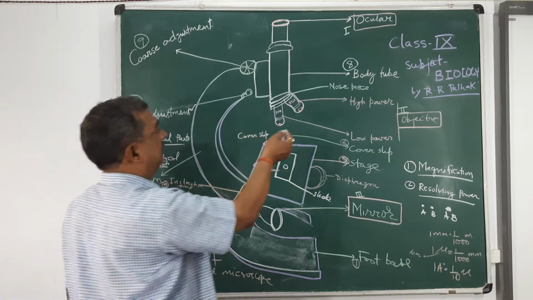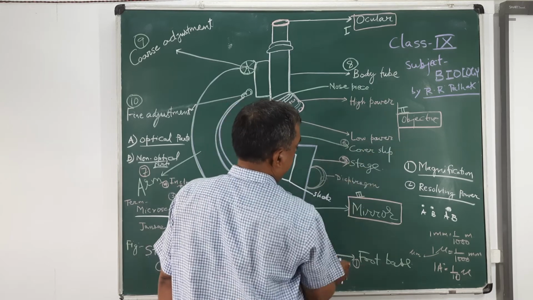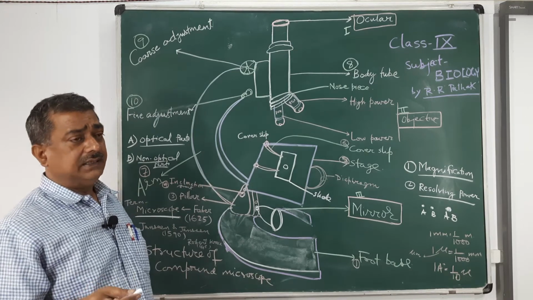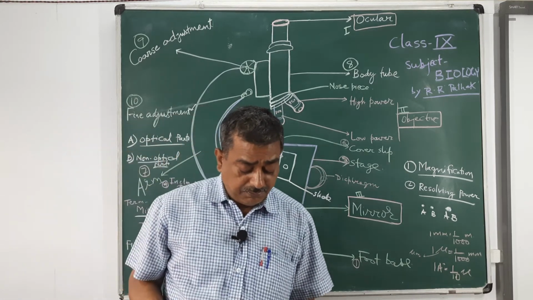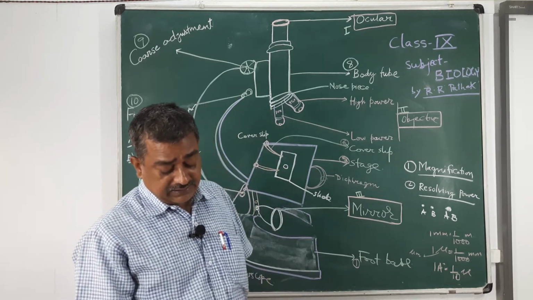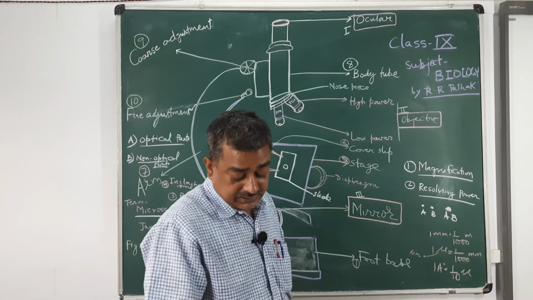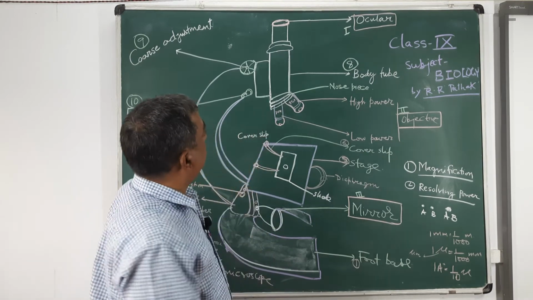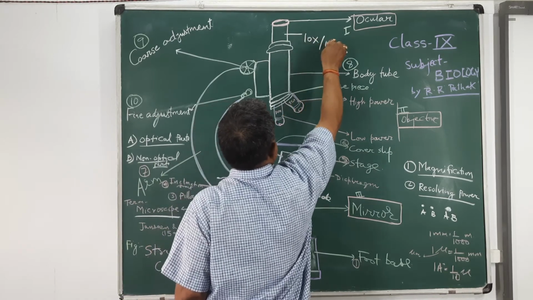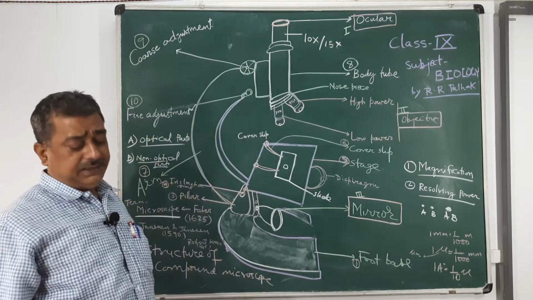Optical parts consist of ocular, objective, and mirror. Ocular is also called the eyepiece, and the eyepiece is very important. The eyepiece optical part contains a lens to focus or to see the objects in the microscope which magnifies 10 times or 15 times. So it is written as 10x or 15x. It is the power of magnification of the ocular or eyepiece.